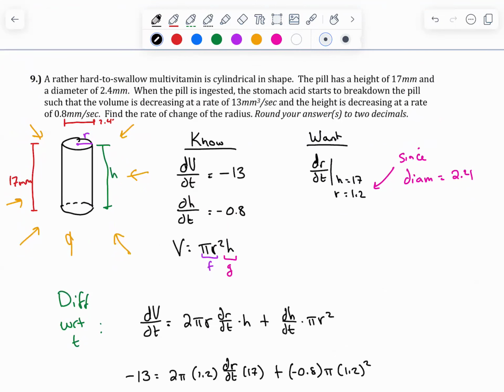I need to edit it to say find the rate of change of radius when the pill hits the stomach acid. So when it is full height. That is a problem that I should have specified. I should have said when the height is like when it enters the body, so that we know that it's in its full form.